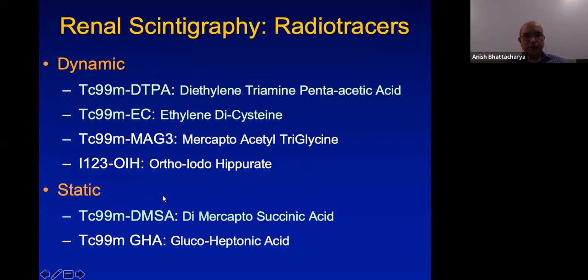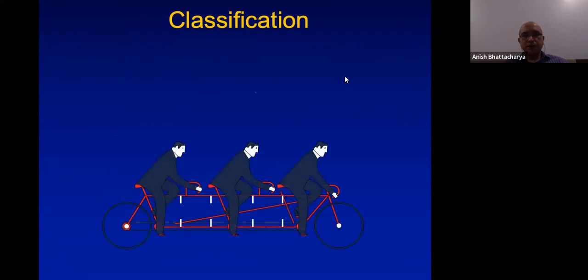Static imaging is done with technetium-99m DMSA or technetium-99m labeled GHA. We'll talk about each of these in detail as we go along. So what is the difference between dynamic and static, and what are these used for? Now coming first to the classification of these agents.